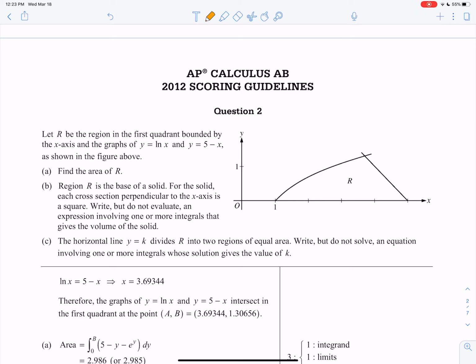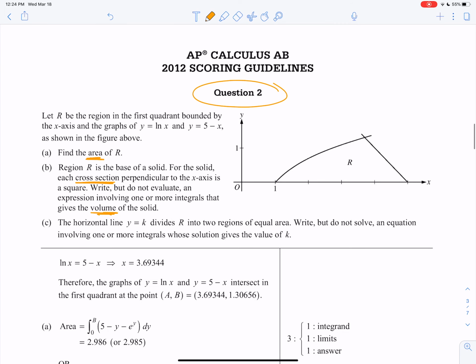Okay, so this is 2012 question 2. This is an area and volume problem. Just skimming through this, I noticed the words area, cross sections, volume. So I know it's an area and volume problem here, okay? It is question number 2, so we know it's a calculator active problem. But here we go. We'll start it off here.